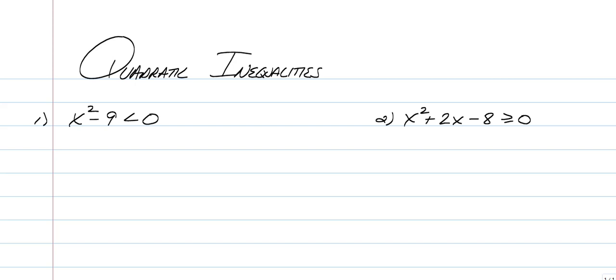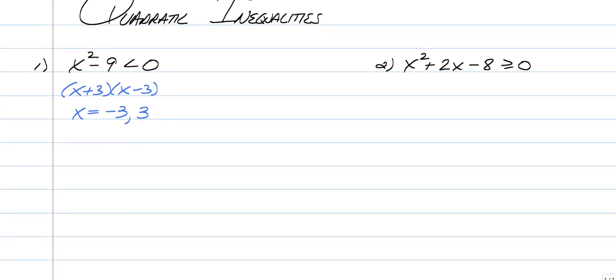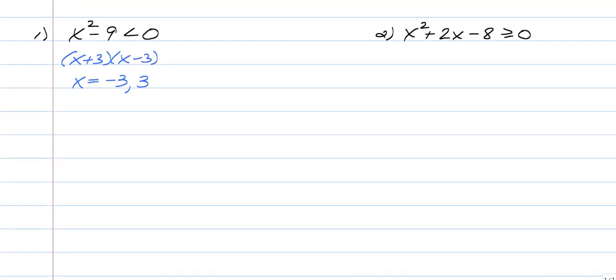So what we are going to do, number one, is first factor it. Since it's the difference of two squares, we can just say that this is x plus 3 and x minus 3. And that's going to give us x is equal to a negative 3 and a positive 3. Now what we are going to do with that is plot them on a graph and test a few things. I will show you exactly what I mean now.